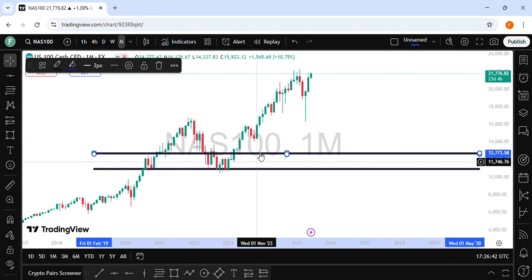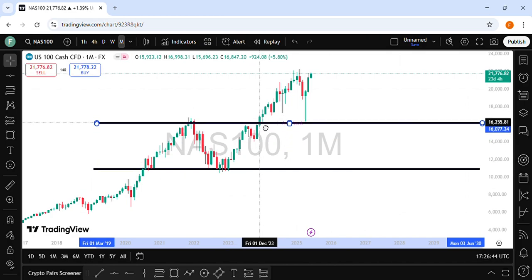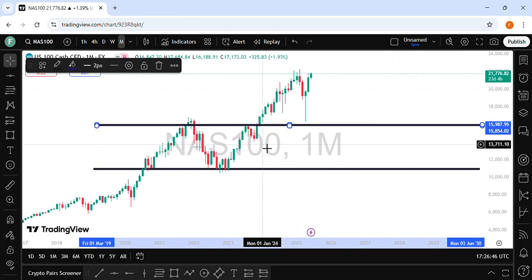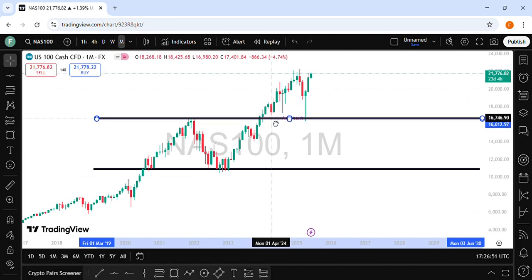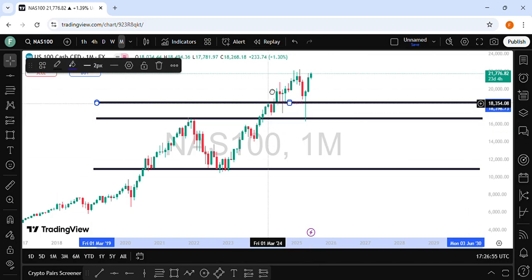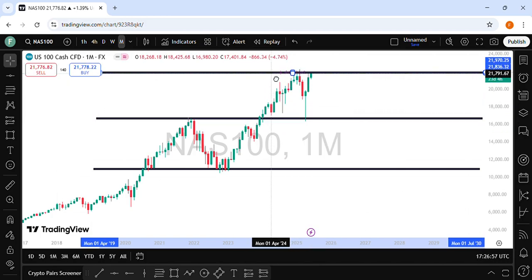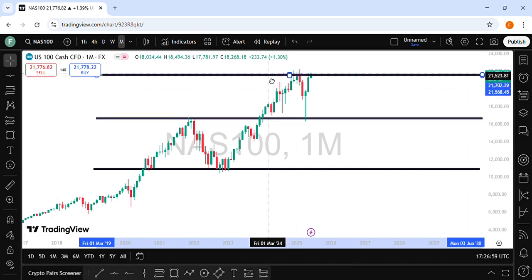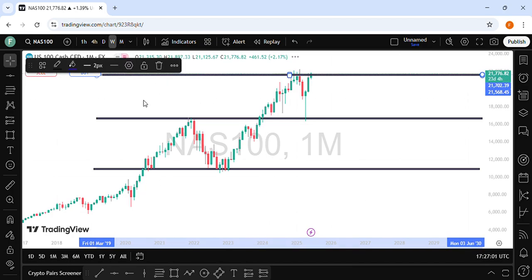So I clone this, and these are the points of view I can see on the monthly time frame, which is here, and another one is here. I'll go to the weekly.